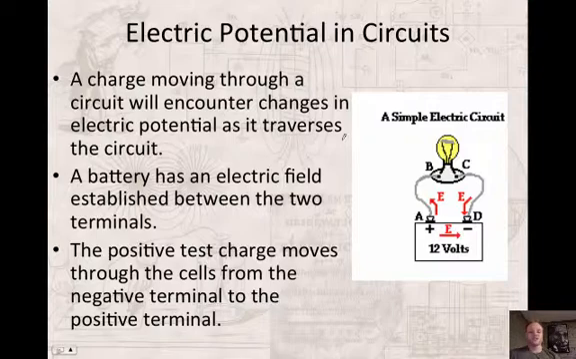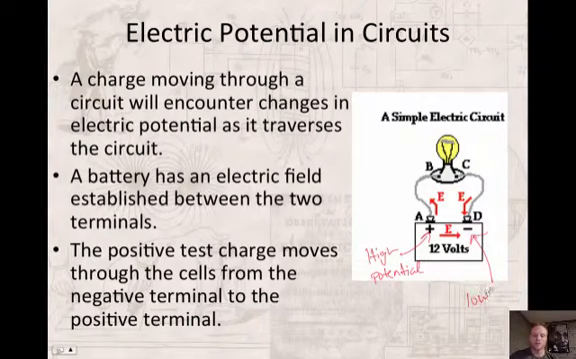What we're really leading towards is talking about how electricity runs in circuits, whether it's through a battery or from another energy source. Electric potential in circuits is what gives electrons the push in a circuit. How a battery works is it establishes an electric field within the battery between the two terminals. This plus here indicates an area of high potential, and this negative is an area of low potential.